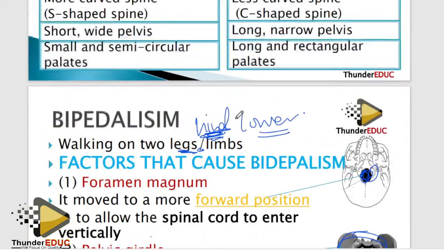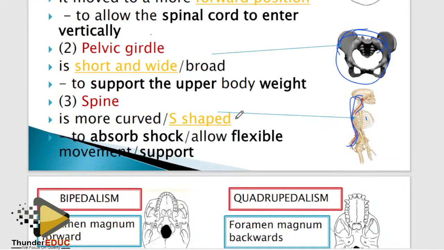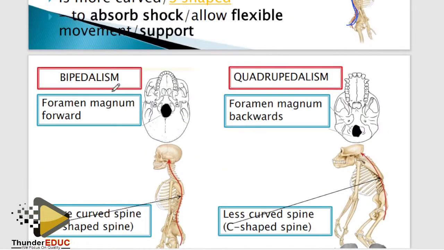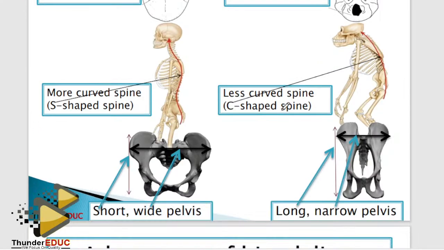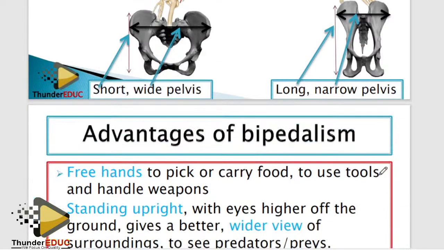Yes, so make sure that you know. Then the advantages of bipedalism. The difference between bipedalism and quadrupedalism. This one is obvious also. The position of foramen magnum is in forward position. This one is in backward position. This one is S shape. This one is C shape. Short and wider, long and narrow. So you have to know that.